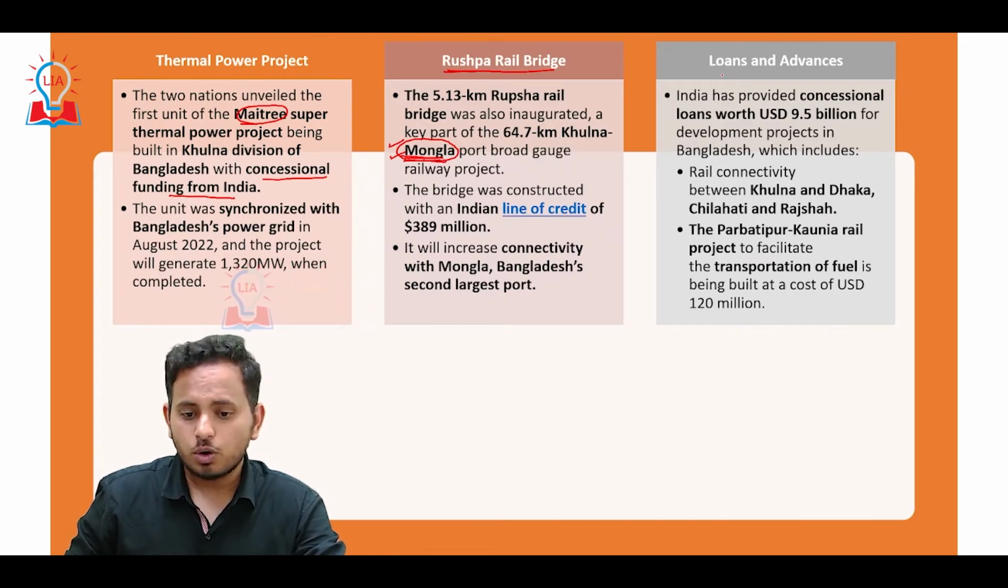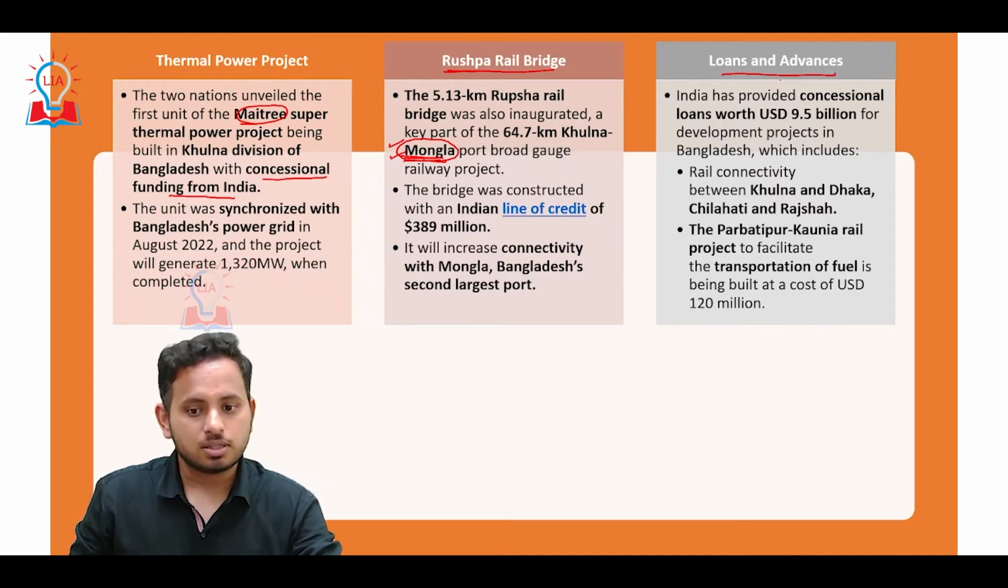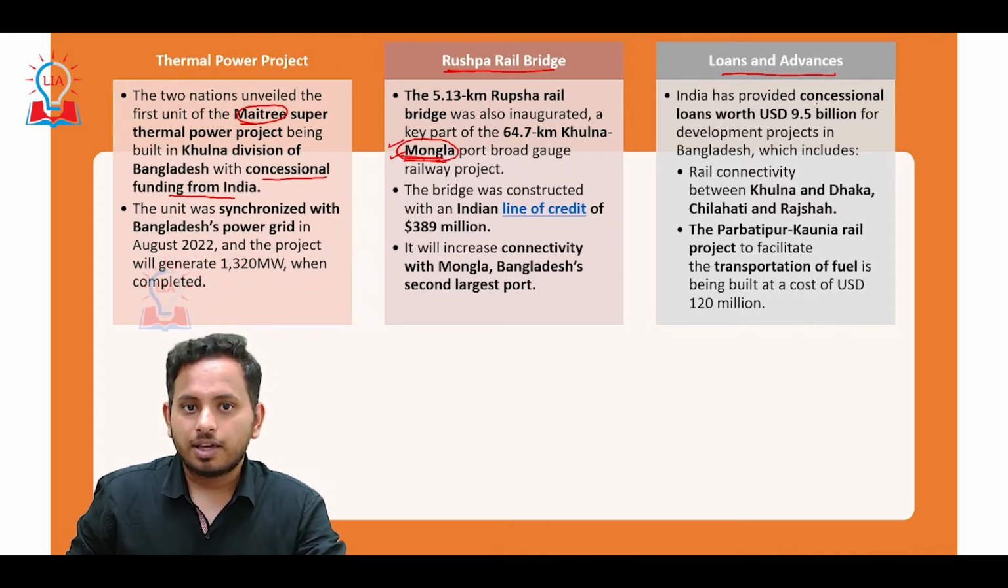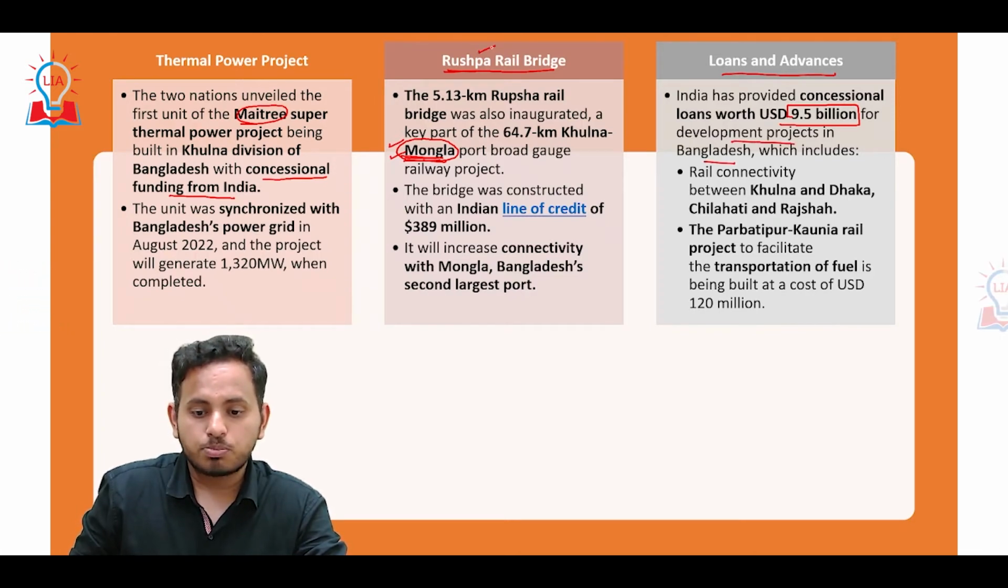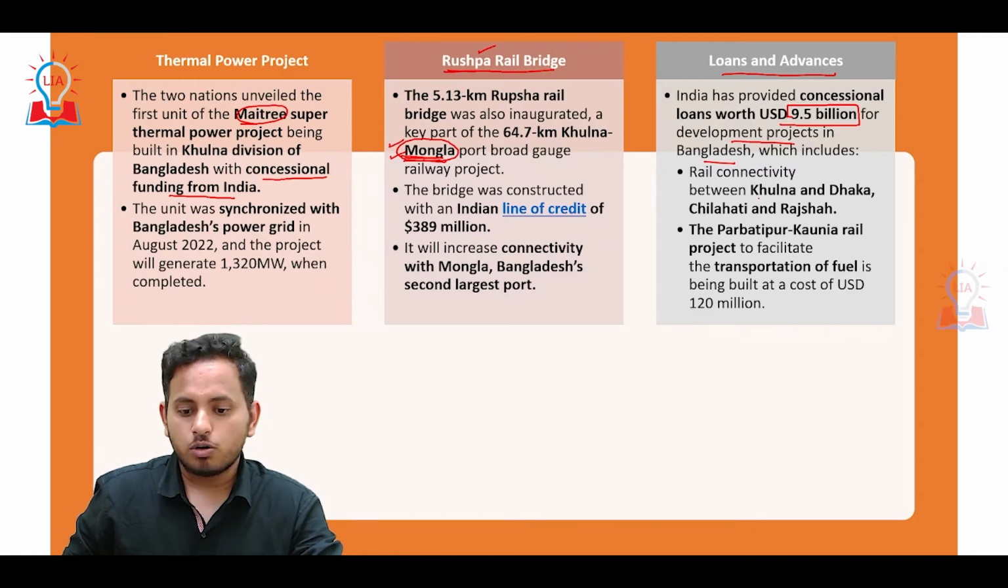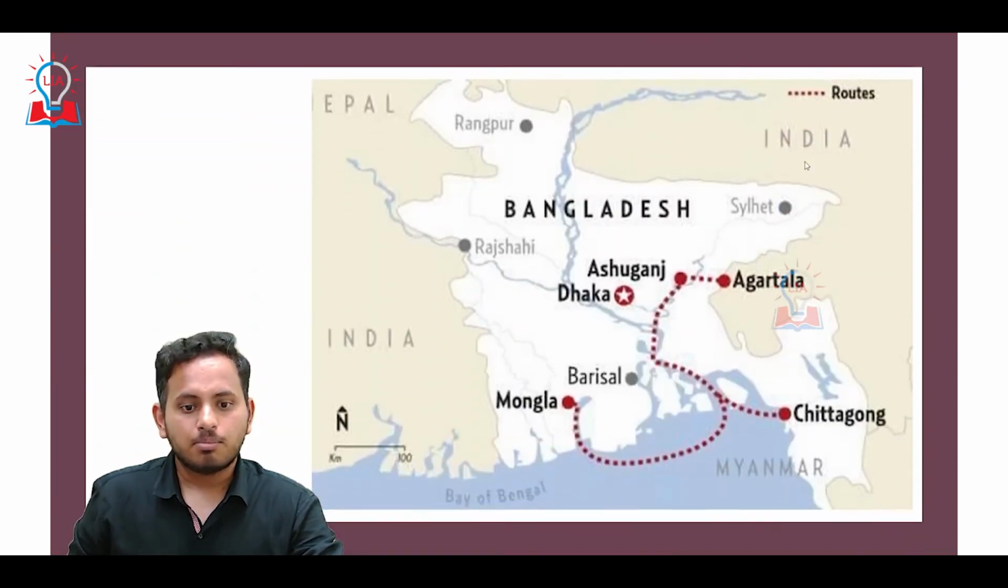And you can also see the loans and advances. Under the section of loans and advances, India has given out concessional loans worth $9.5 billion for the projects that are being implemented in Bangladesh. This will also include the Rupsha Rail Bridge, and also Khulna and Dhaka, two places where India is implementing developmental projects in Bangladesh.